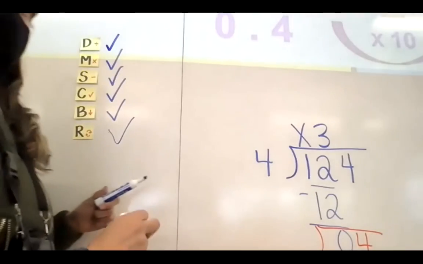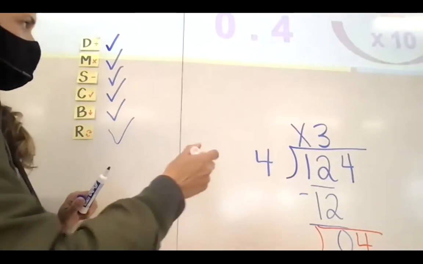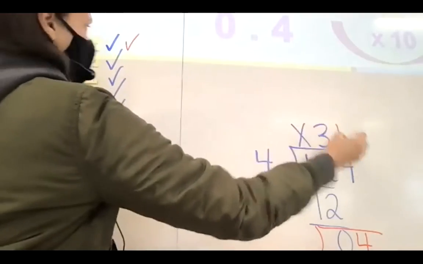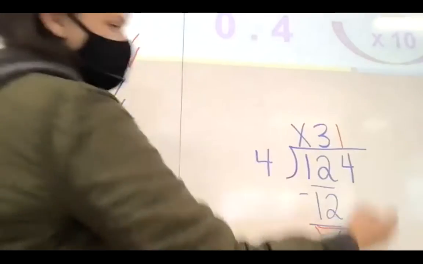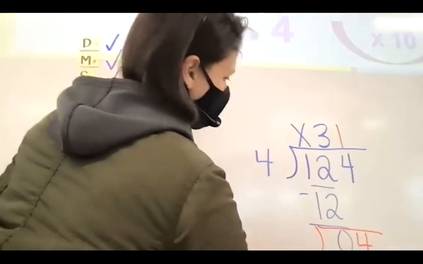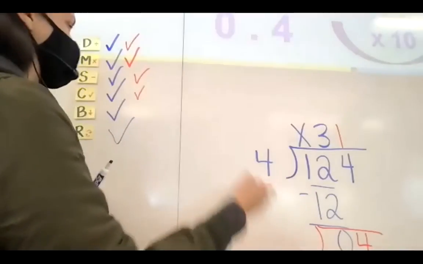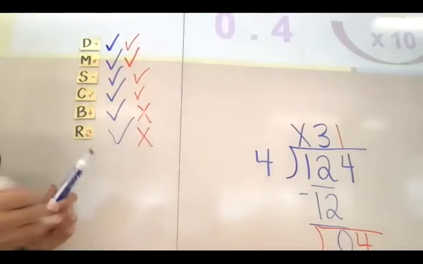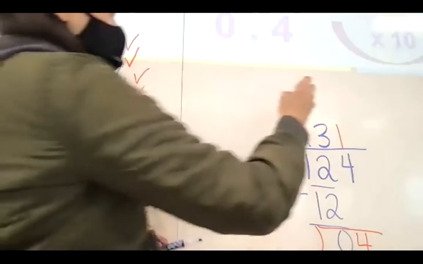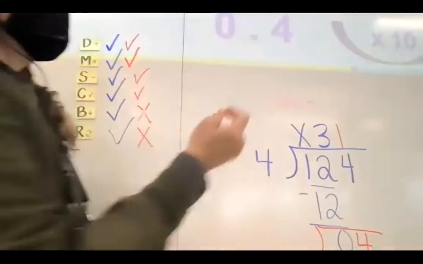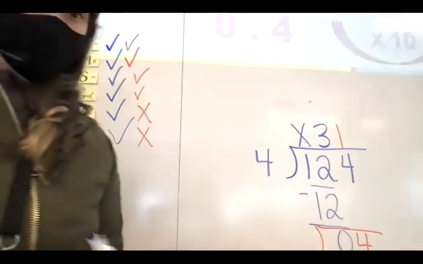I know we have some simple numbers here. A lot of mental math can be done. Divide. 4 divided by 4 is? 1. Multiply, 4 times 1. Subtract. Check. 0 is less than 4. Nothing to bring down. No remainders. So our final answer is 31. So what was the question?